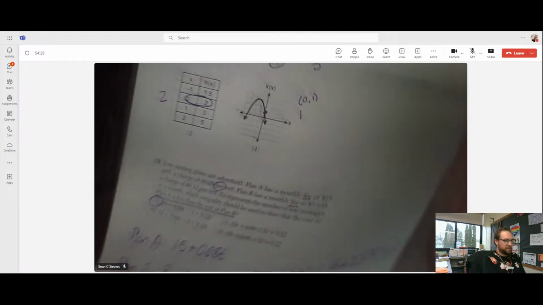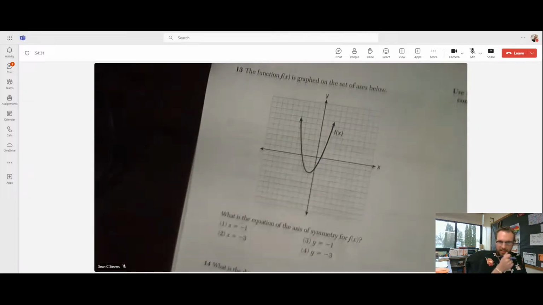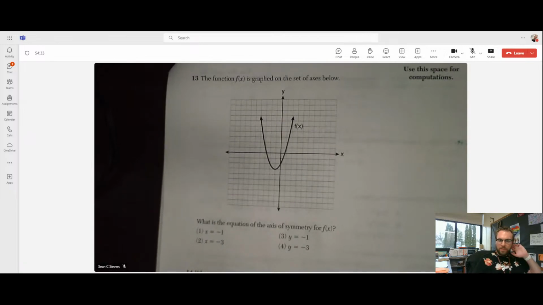Okay, let's go on to number 13. The function f of x is graphed on a set of axes below. What is the equation of the axis of symmetry for f of x? So my class, I know we've only talked about this one time so far this school year. It's going to be in our next unit, which we're going to get to later this week.